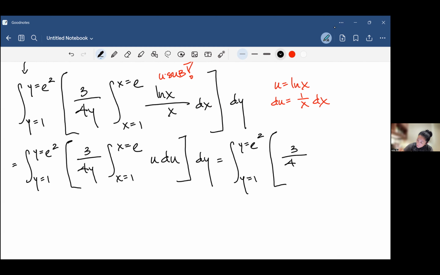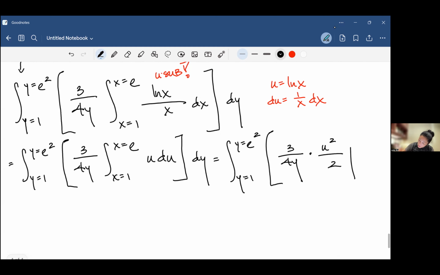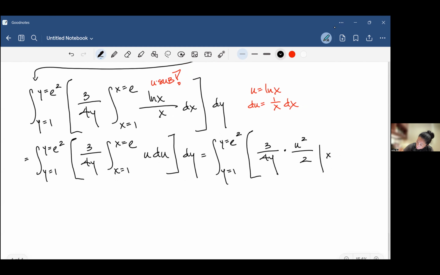3 over 4y. Okay, the integral of u is u squared over 2. So times u squared over 2. And I'm going to plug in x equals e and x equals 1 before I integrate with respect to y. Okay?